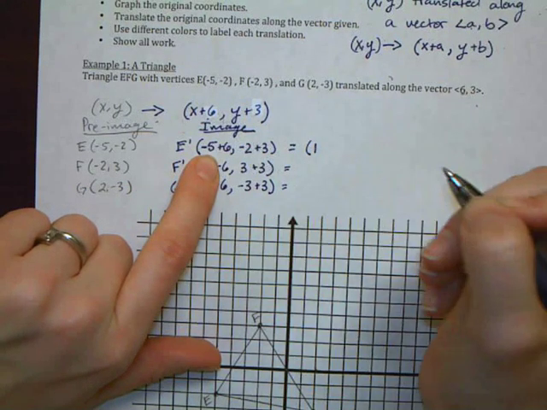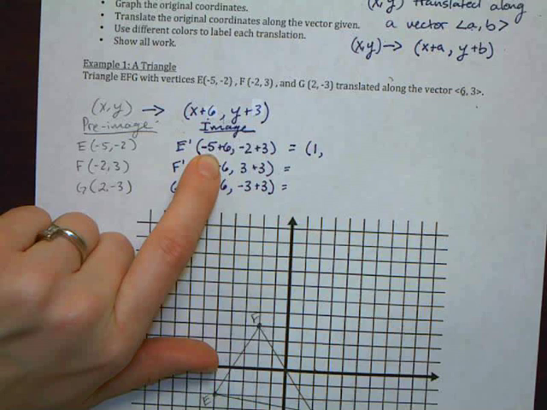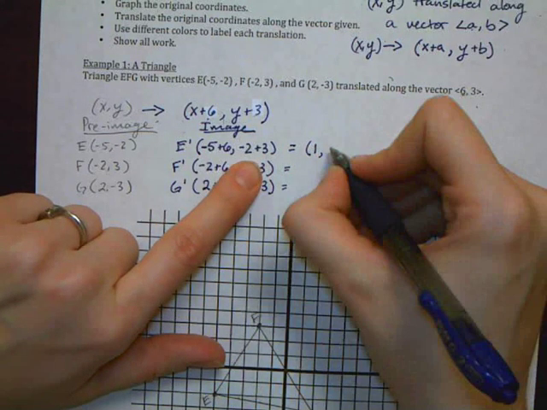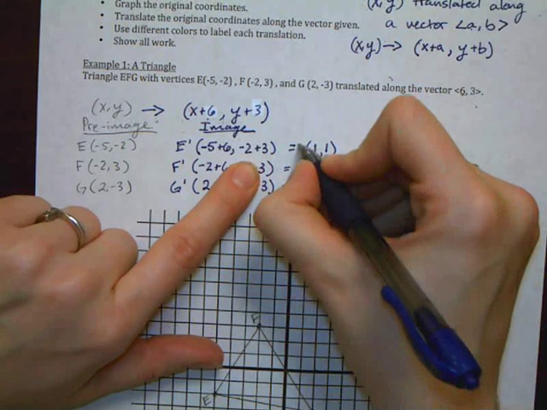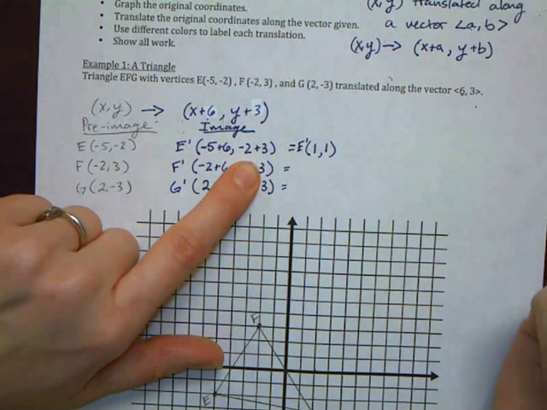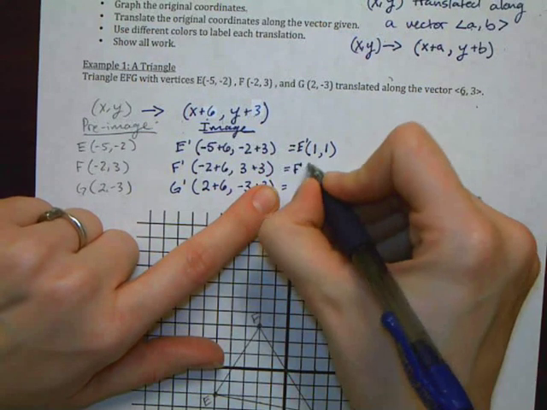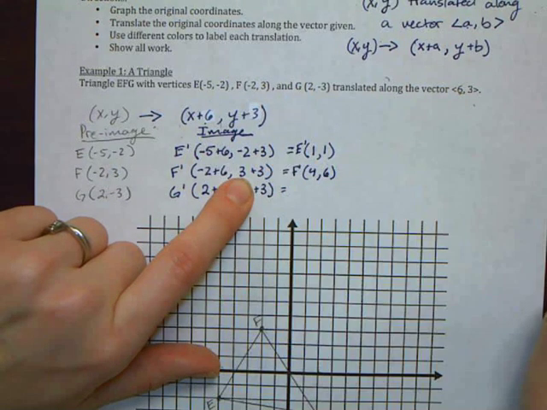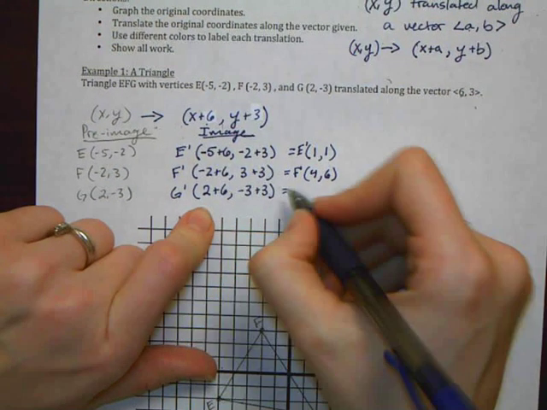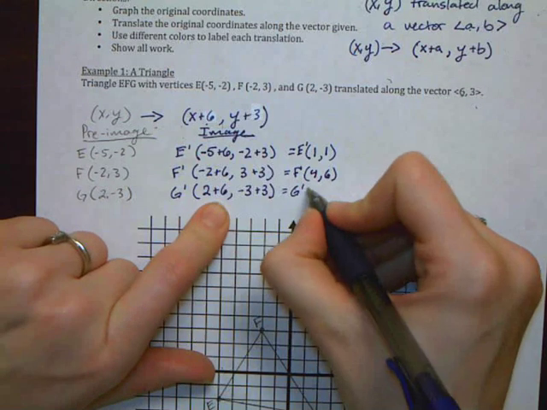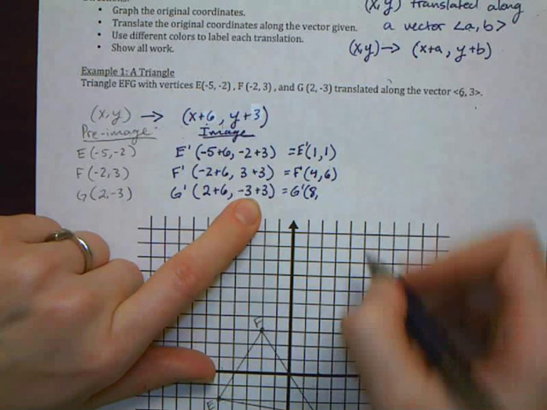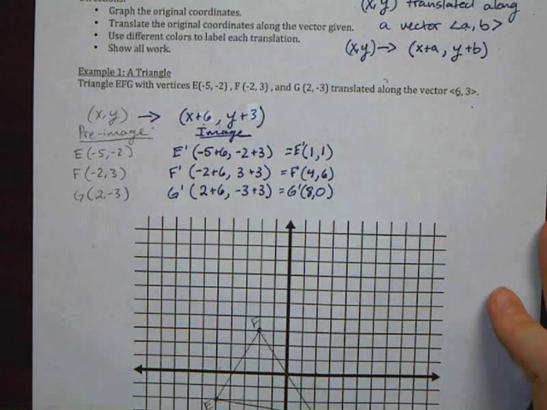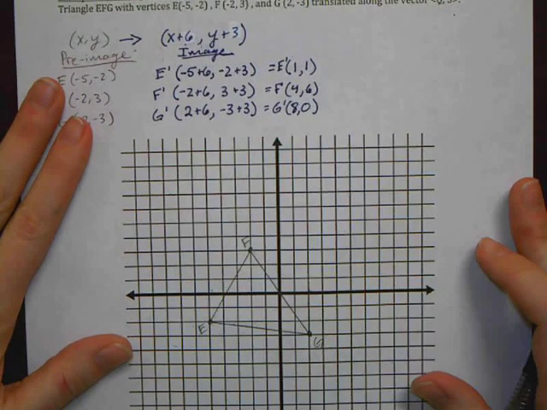So E prime, -5 plus 6 is +1. And if you need to do some scratch work or take out a calculator to verify this, you can. -2 plus 3 is +1. So my new E prime is going to be (1, 1). F prime, -2 plus 6 is 4, and then 3 plus 3 is 6. So F prime should be located at (4, 6). And then G prime, I have 2 plus 6 is 8, and -3 plus 3 is 0. So those should be my new ordered pairs.